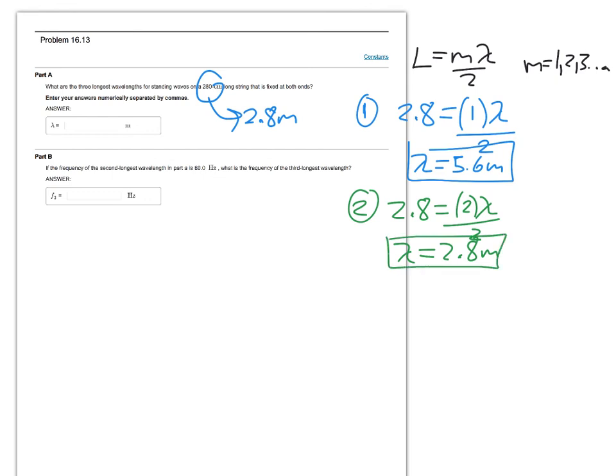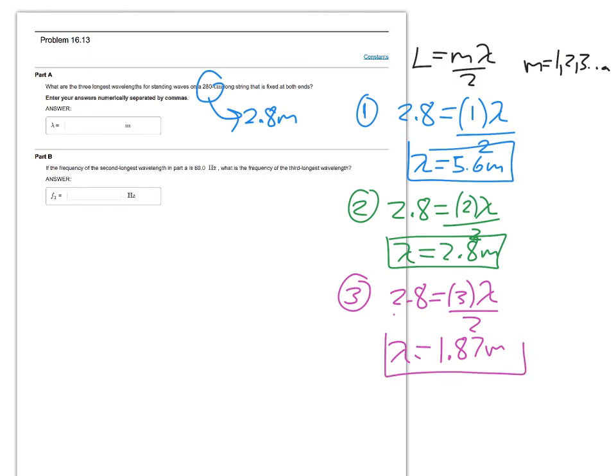And for the last one, when m equals 3, that third harmonic, I'm going to have 2.8 equals 3 times lambda all over 2. When I solve for lambda in that case, I end up getting 1.87 meters. So those would be my three wavelengths, lambda 1, lambda 2, and lambda 3, representing the first three harmonics. So we would just put in those three answers.